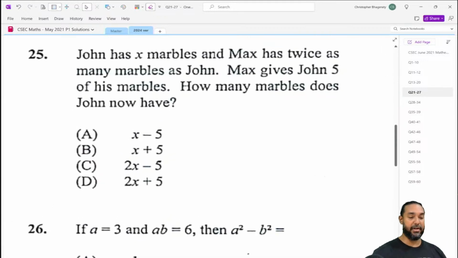Okay, John has X marbles. Max has twice as many marbles as John. Max gives John 5 of his marbles. How many marbles does John now have?